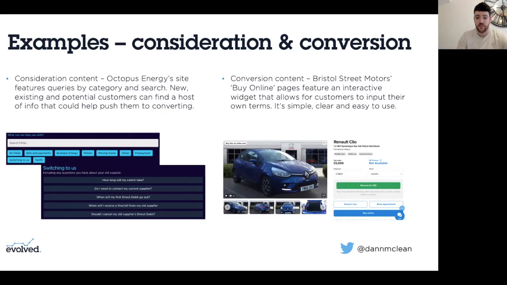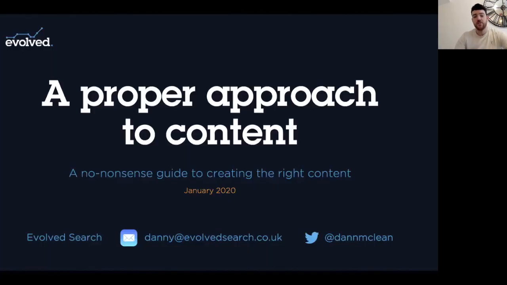All the information's there. You've got the imagery on the one side, and then the sales info that's custom to what numbers you're putting in, which really helps. So that's just a no-nonsense guide to creating the right content for your site and for your aims.